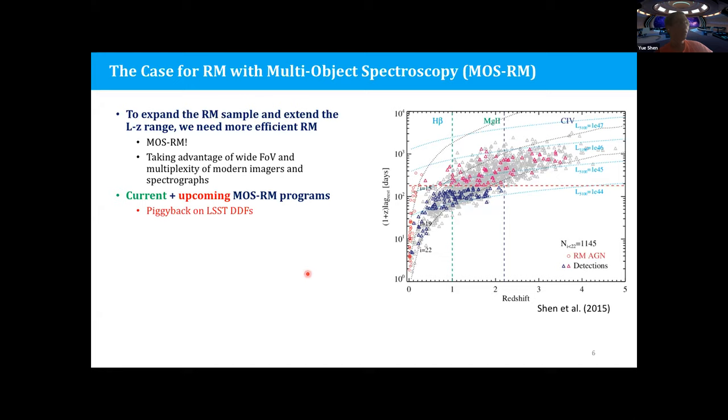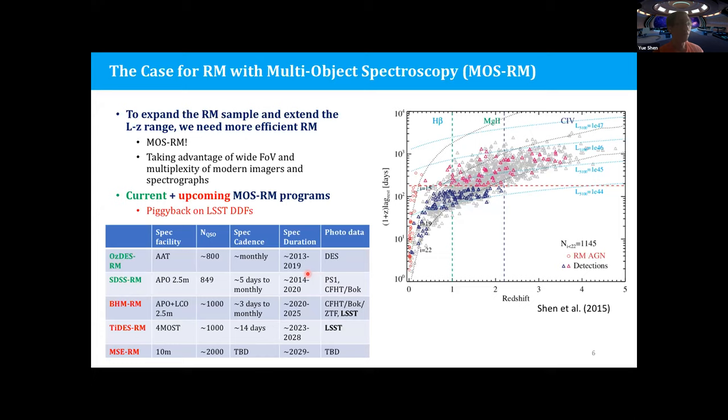So here I provide a summary of current and upcoming MOS-RM programs. The green indicates programs that are ongoing or near completion, and the red indicates programs that are upcoming. Of particular relevance here are these two programs, the BHM-RM and the TiDES-RM, which Sebastian is going to talk about very soon. In the next few years, they will coincide with LSST to piggyback on the LSST light curves. And in the future, hopefully we will have a much larger telescope to do more precise and more accurate reverberation mapping with more facilities. That's something in planning.